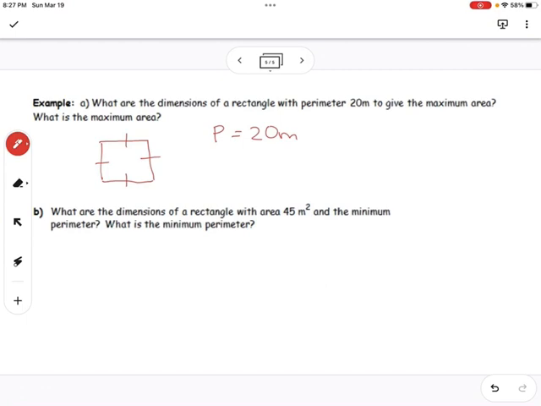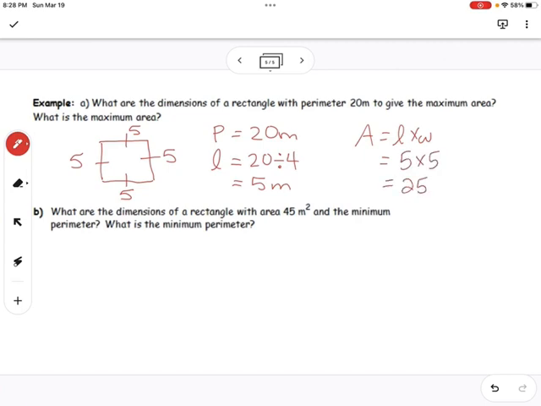So that means each side, 20 divided by 4 is 5. So that means the measurements for all the sides are 5. So a length equals 20 divided by 4 is 5 meters. Okay, and then we want to solve for the area. So area equals length times width, and that's 5 times 5, and gives us 25 meters squared.